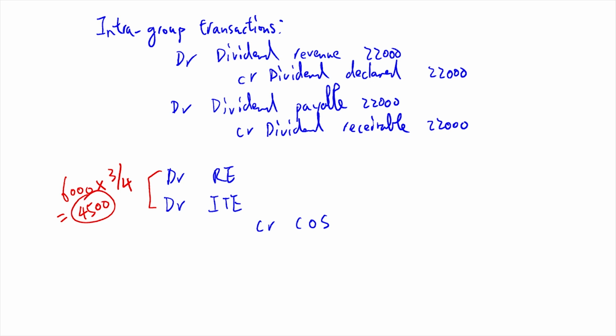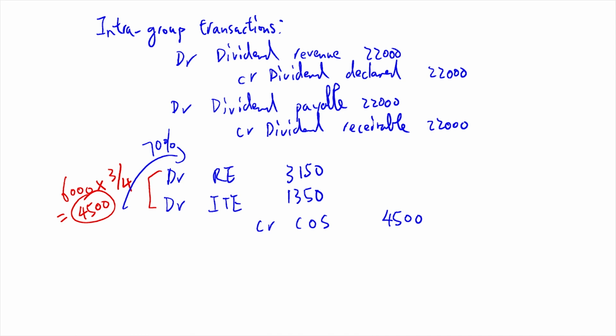Okay? And $4,500 after tax is going to be $3,150. So that will be the 70% of that. And then the remaining 30% would be income tax expense. And then we're going to credit cost of sales with the same amount.